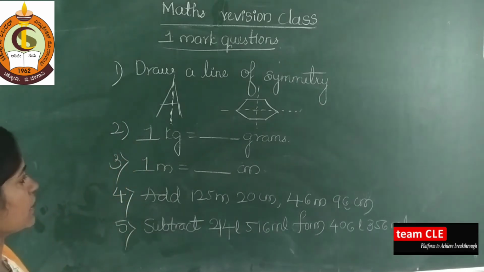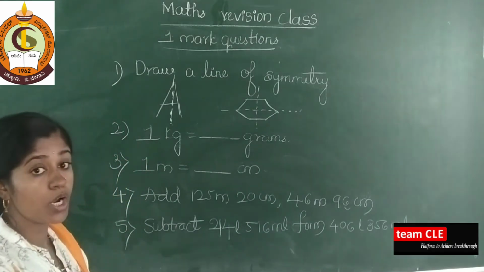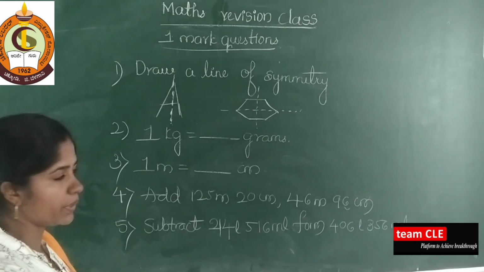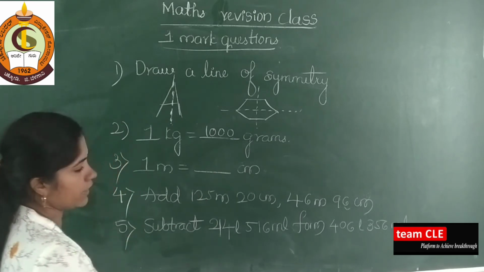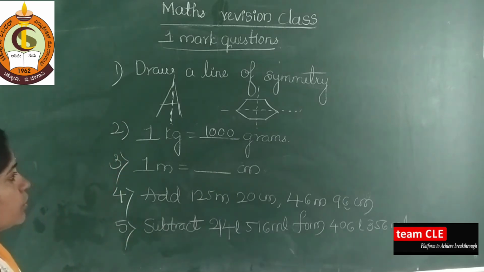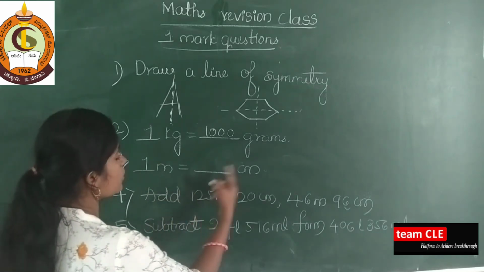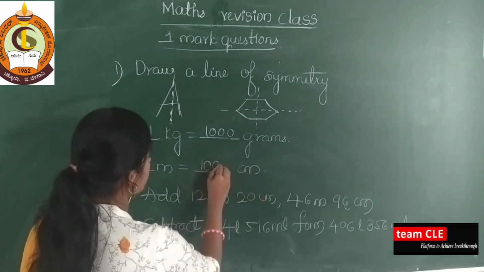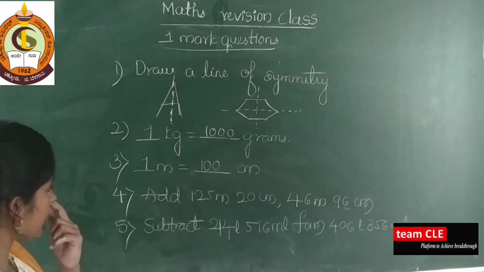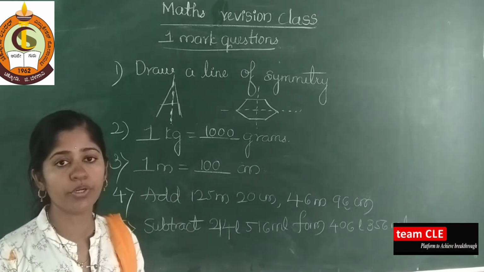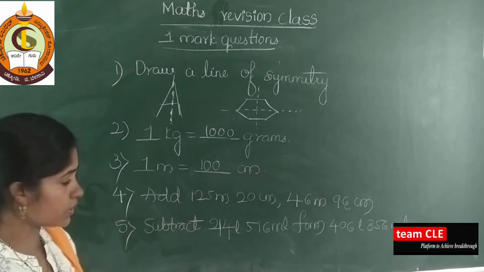So next question is 1 kg is equal to how many grams? Tell me how many grams are there? 1000 grams are there. Yes, 1 kg is equal to 1000 grams. Next, 1 meter is equal to how many centimeter? 1 meter is equal to 100 centimeter. So these are very important questions which you are going to get in your periodic test exam.